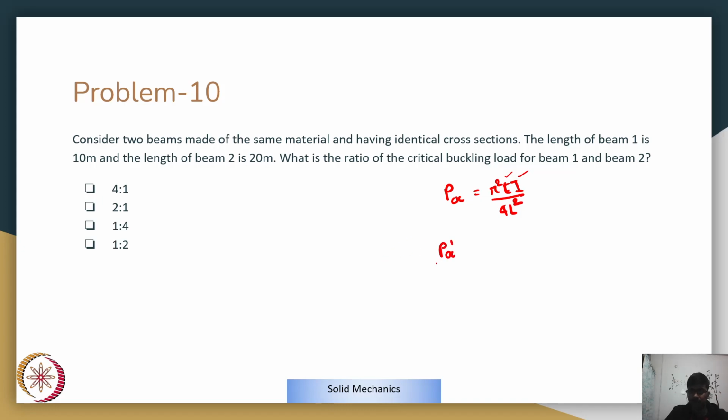Therefore, if I take P critical 1 by P critical 2, it would be nothing but L2 square upon L1 square. From simplifying this, you can find this out. Same E and I. In this case, length of beam 1 is 10 meter, length of beam 2 is 20 meter. So you have 20 square by 10 square. It's nothing but 400 by 100, which is 4 by 1. So the ratio of critical buckling load for beam 1 to beam 2 is essentially 4 to 1.